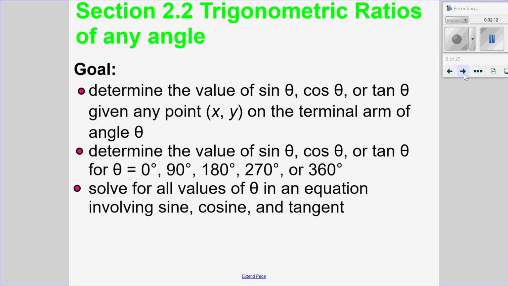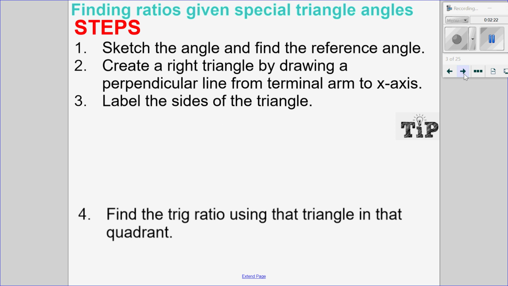So in this lesson here, we're going to look at the trig ratios of any angle. That can be exact trig ratios or approximate trig ratios. Let's start with finding trig ratios, exact values, given special angles in a triangle.